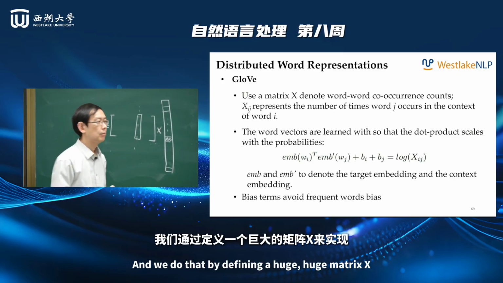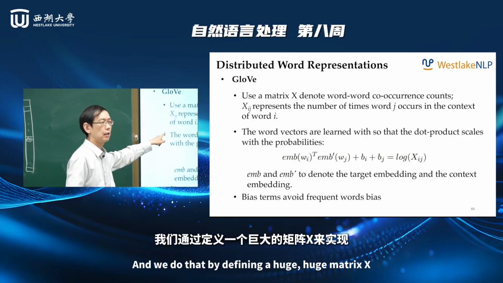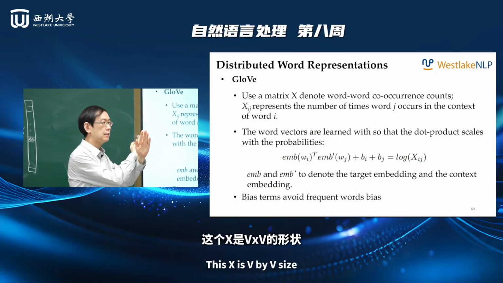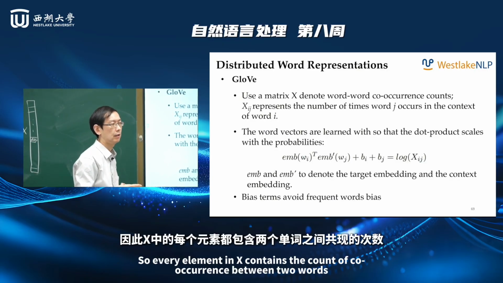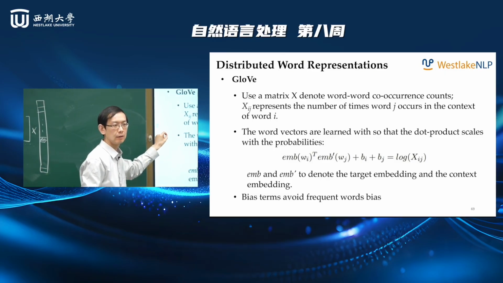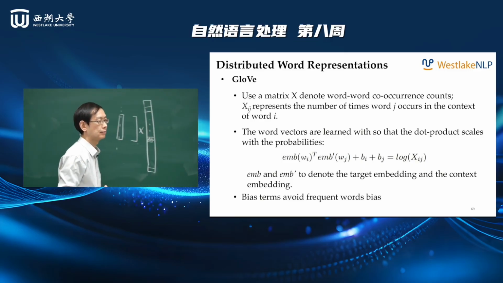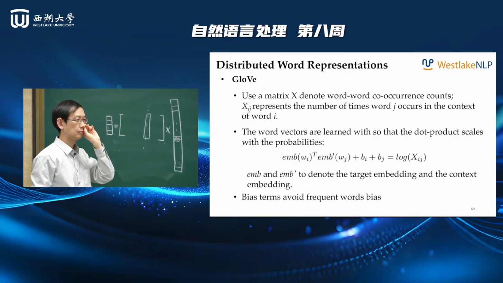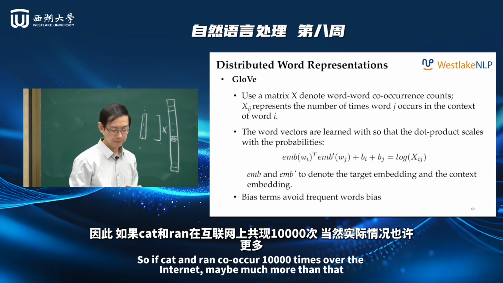And we do that by defining a huge matrix, X. This X is V by V size, okay? So every element in X contains the count of co-occurrence between two words, in a window over a large corpus. So this is called a co-occurrence matrix.